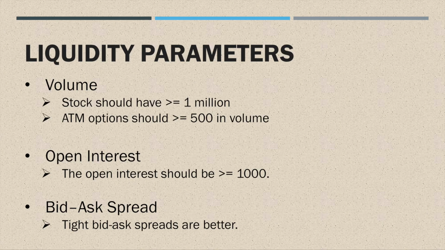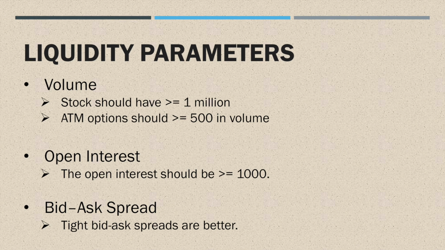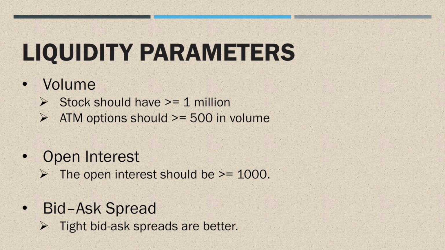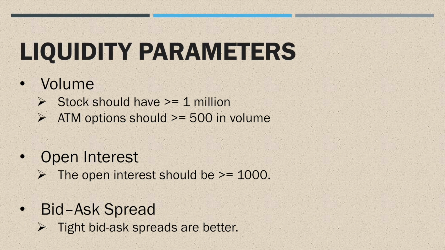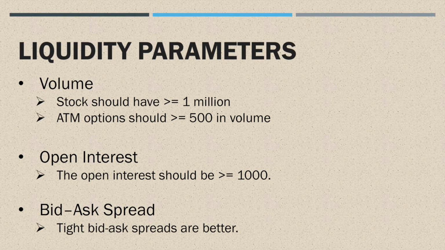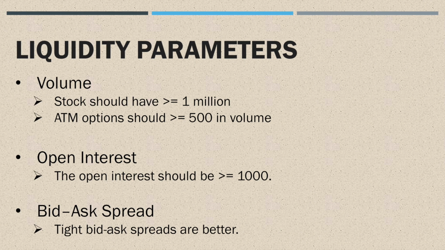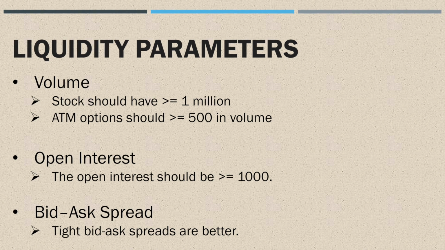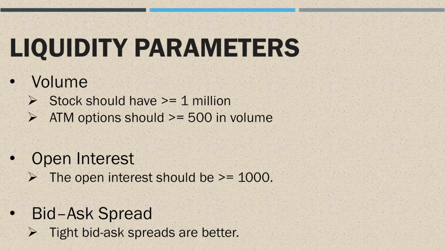So the liquidity parameters that I use for my trading methodology are as follows. For volume, I look for stocks which trade at least a million or more shares every day. Then, since we are option traders, we also need to pay attention to the volume on the options. So for that, I typically look for at the money options having a volume of 500 or more. So that's the volume. Then what I also pay attention to is the open interest on the options. So I look for a value of usually 1,000 or more.